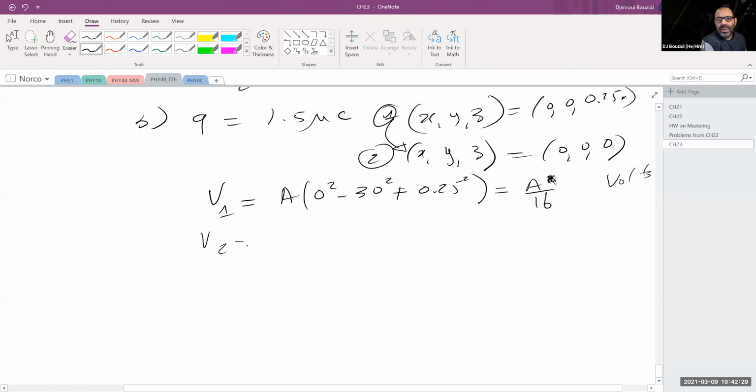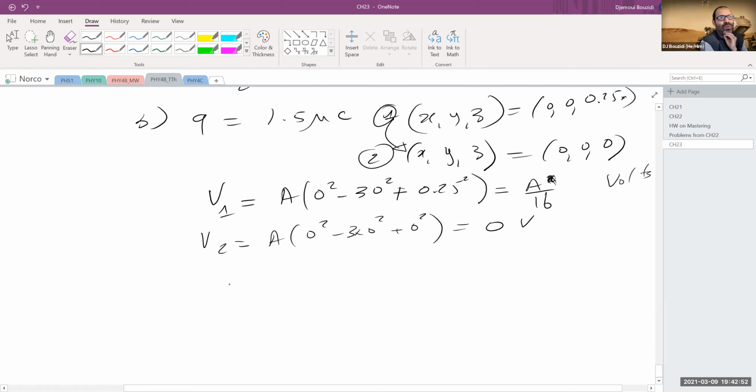Now V2 is equal to A times 0 squared minus 3 times 0 squared plus 0 squared, so it's 0 volts. So it went from A over 16 down to 0 volts, okay? So there is a positive number in here down to this 0 volts. That is how much it fell, and it's a positive charge.